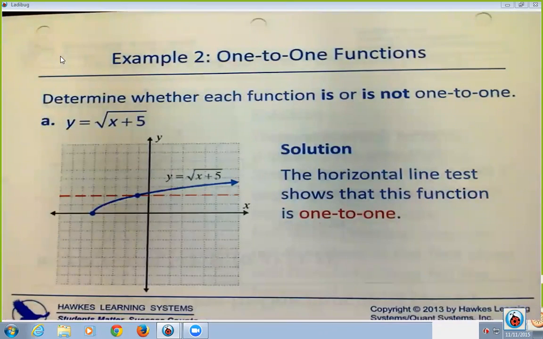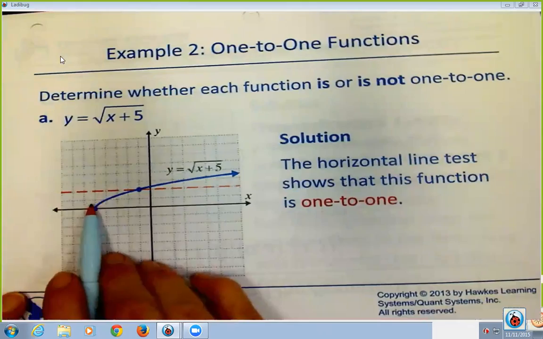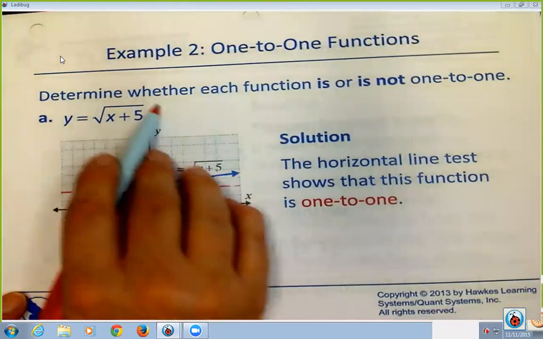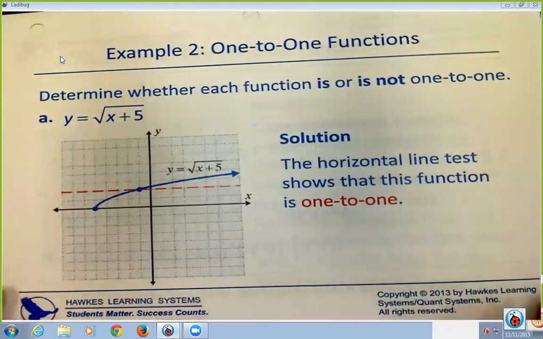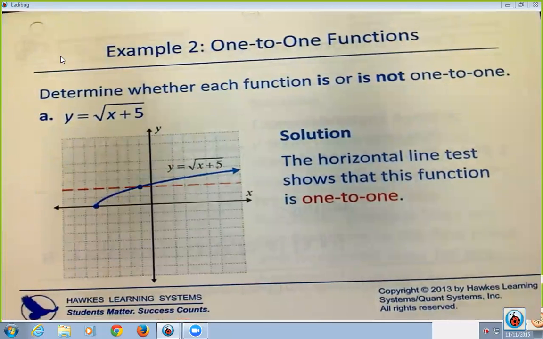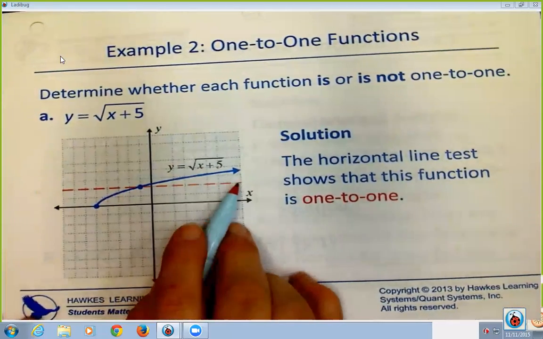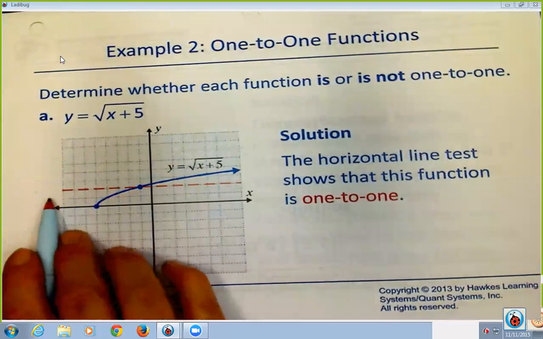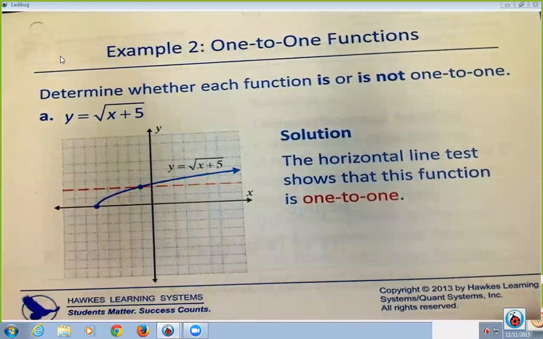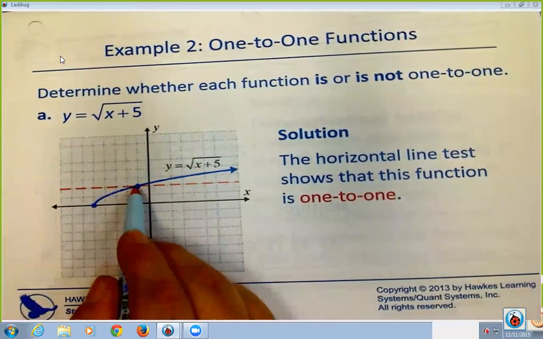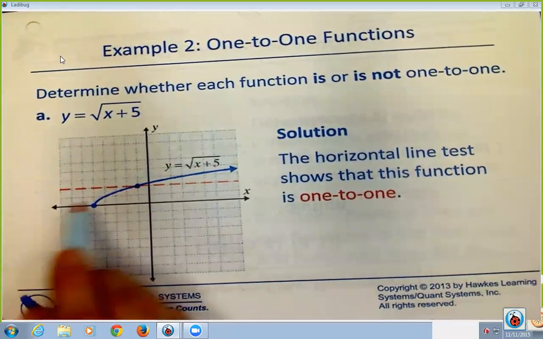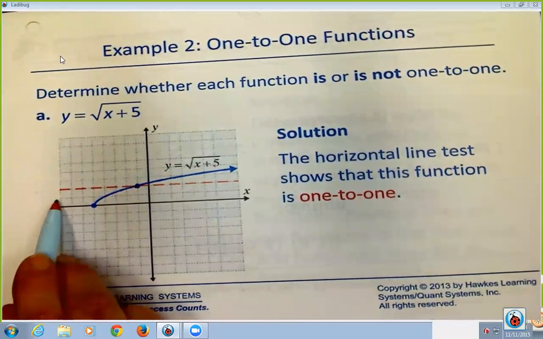And so let's look at a graph. So this is my graph. So the blue piece in here is the graph of this function. So if I do a horizontal line test, meaning this red dash line running through here, does it only touch the graph in one point? So if it only touches in one point, then it's in what's considered one-to-one correspondence.